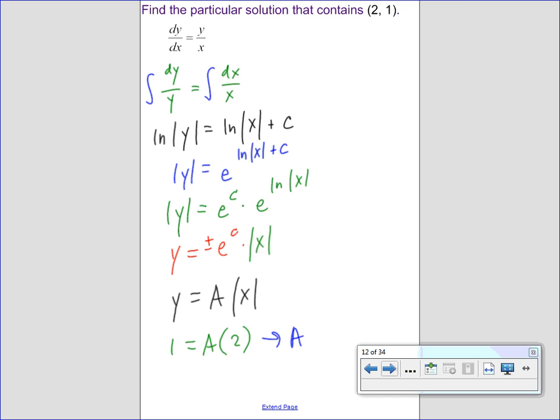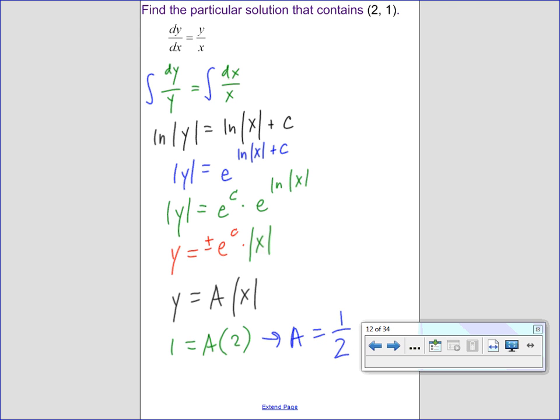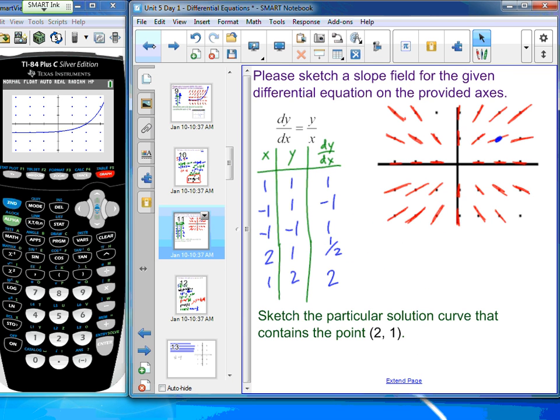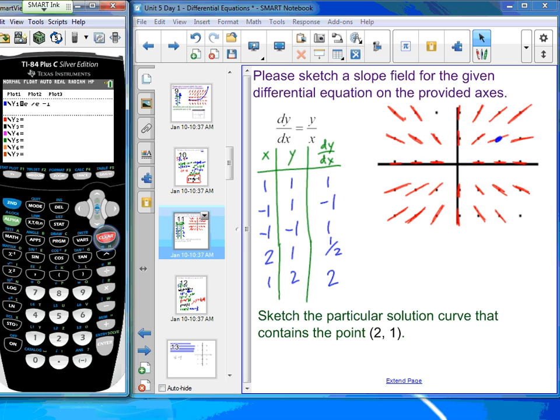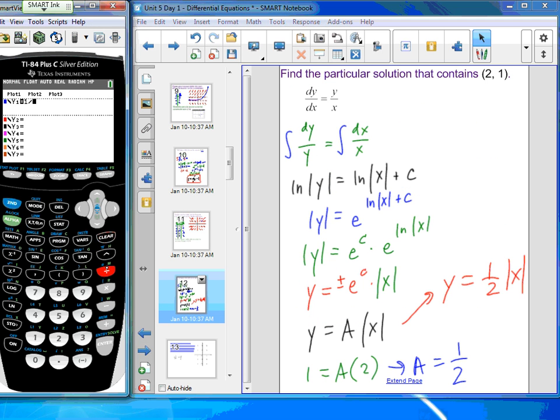So a equals 1/2. Alright, I'm dying to see what this looks like, because I couldn't tell with my slope field. So we'll go back to here, which means y equals 1/2 absolute value of x. Let's see. I'm a little skeptical. So how is that going to fit that? I don't know. We said 1/2 absolute value of x.